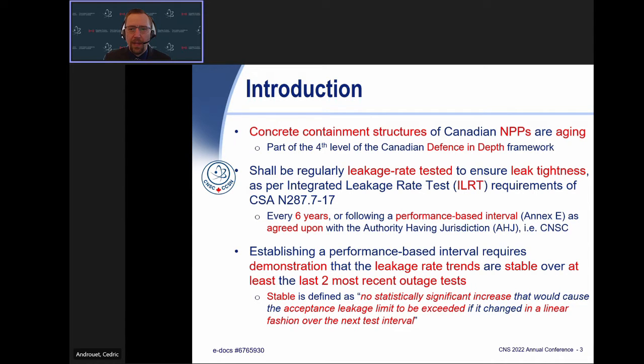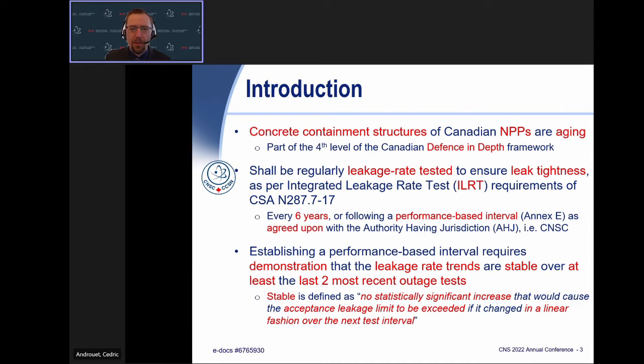To ensure their leak tightness, these structures shall be leakage rate tested, in accordance with ILRT requirements as detailed in CSA N27.7-17. The structure shall be tested either every 6 years or following a performance-based interval, as detailed in the informative Annex E and as agreed upon with the AEHA, which is the CNSC in Canada.